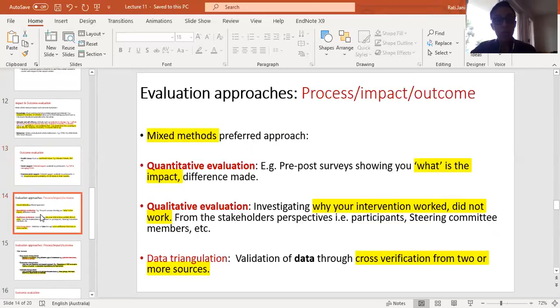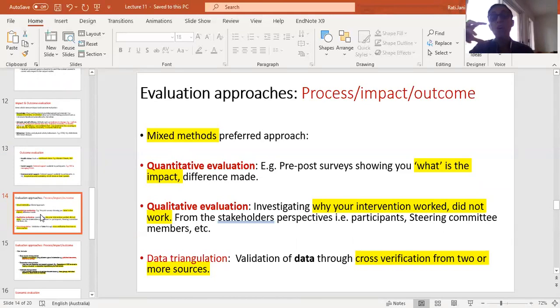All right. So now, guys, as I said, process, impact and outcome evaluation, you can do this using quantitative methods, qualitative methods, and something called data triangulation. Basically, when you do quantitative and qualitative together, this is called mixed methods. And you should be well aware of this term. Why? Because it's used a lot in the workspace right now. A lot of supervisors prefer you to use a mixed methods approach.